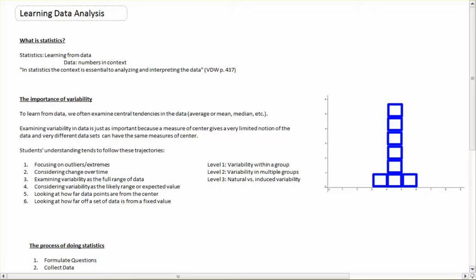So in some sense, if you're not paying attention to the context, you're not really doing statistics. And so we always want to think about, when studying statistics, how do we connect things back to the context? How are these numbers not just numbers, but they're data because they're connected to a context?